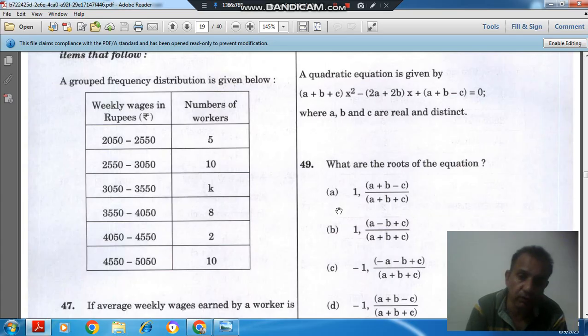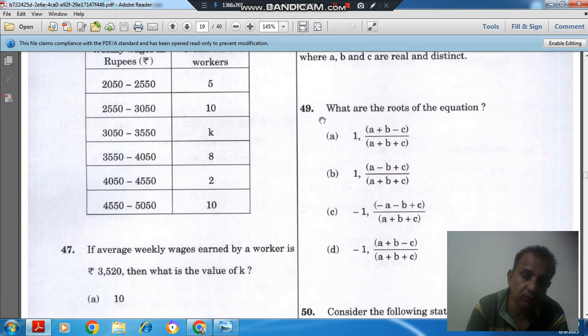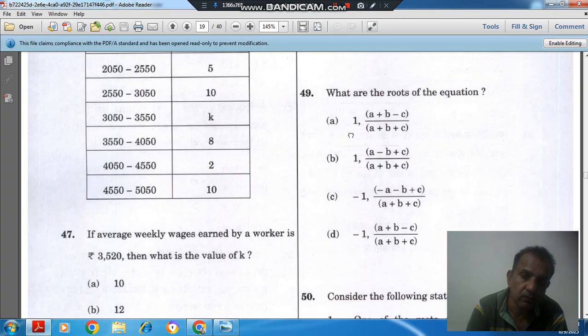For question number 49 and 50, there is a common statement: a quadratic equation is given by (a + b + c)x² − (2a + 2b)x + (a + b − c) = 0, where a, b and c are real and distinct. Question number 49 is, what are the roots of the equation?